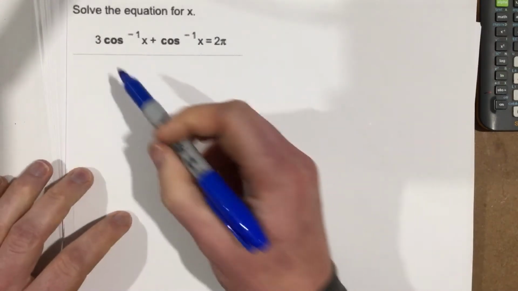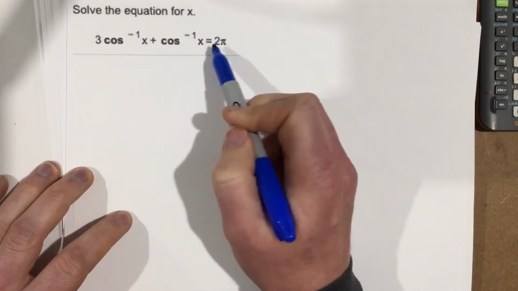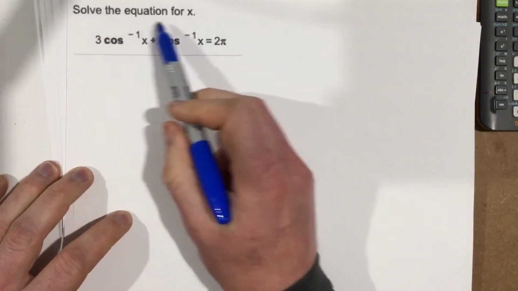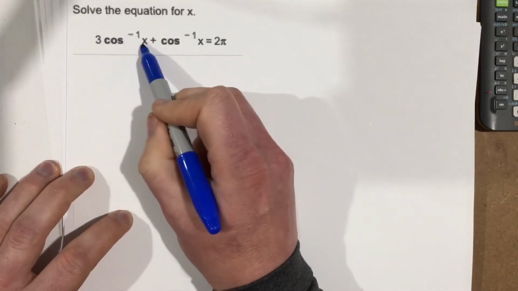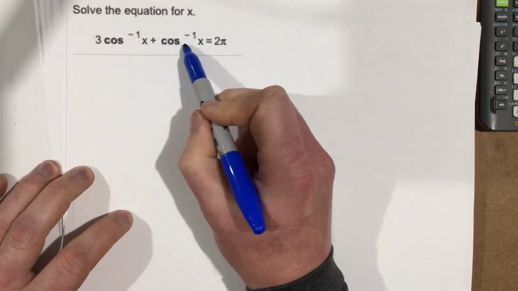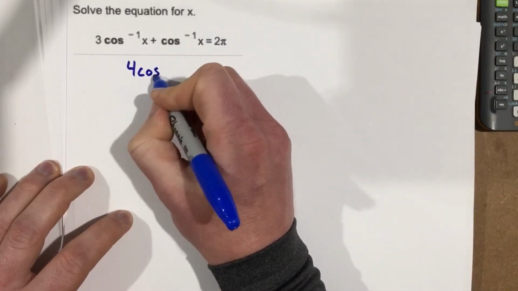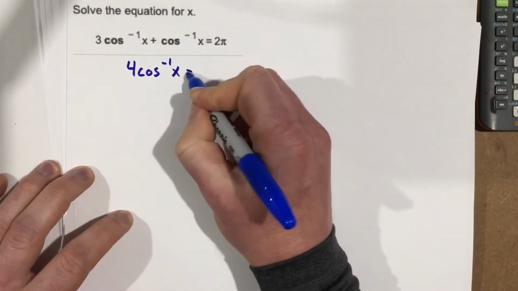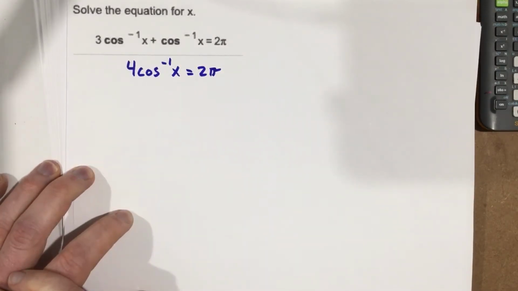Throw me off sometimes. So we've got 3 cosine inverse x plus cosine inverse x equals 2 pi. And they want you to solve the equation for x. Well, 3 cosine inverse of x plus 1 cosine inverse of x, that's just 4 cosine inverse of x equals 2 pi. So that part makes perfect sense, and simplifies this problem a lot.